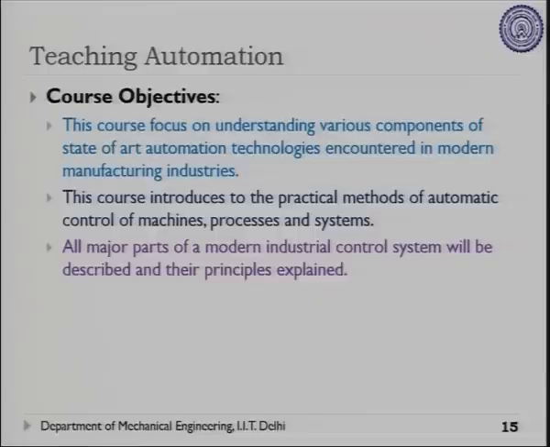Right? So in this case, the course should focus on understanding various components of state of the art. See, automation is a subject where you cannot teach 10-year-old technology. It's getting obsolete so fast that you have to keep yourself ready for getting new information, new knowledge about the system. So that's what we always say, state of the art. And this state of the art keeps on changing. 40, 50 years back, state of the art was something different. And in 2020, state of the art will be different. Fine? So we have to keep ourselves updated.